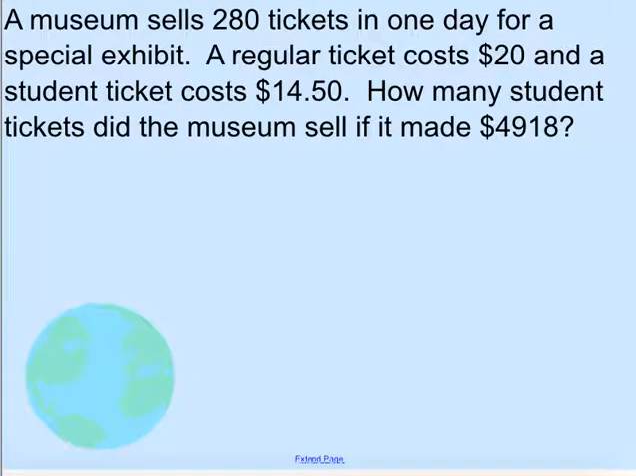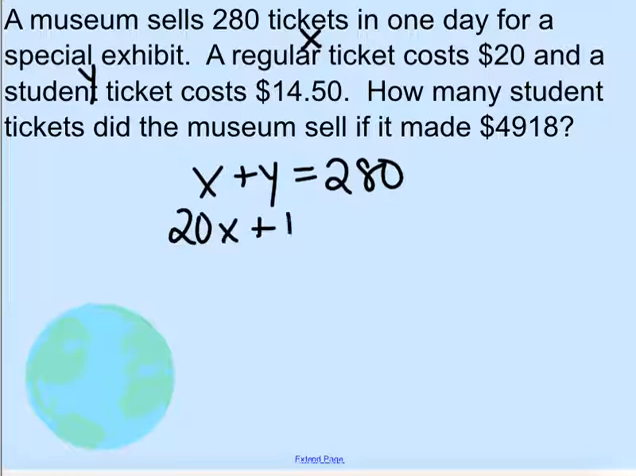One other example: a museum sells 280 tickets in one day for a special exhibit. A regular ticket costs 20 bucks and a student ticket costs $14.50. How many student tickets did the museum sell if they made $4,918? Well, let's say a regular ticket is x and a student ticket is y. So x plus y equals those 280 tickets in a day. Each regular ticket is $20, and each student ticket is $14.50, and that's going to equal 4,918.